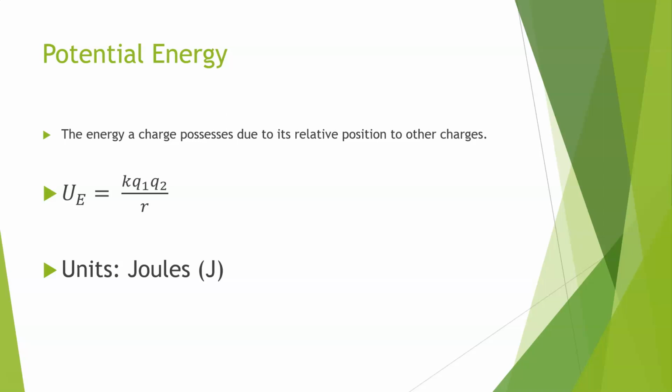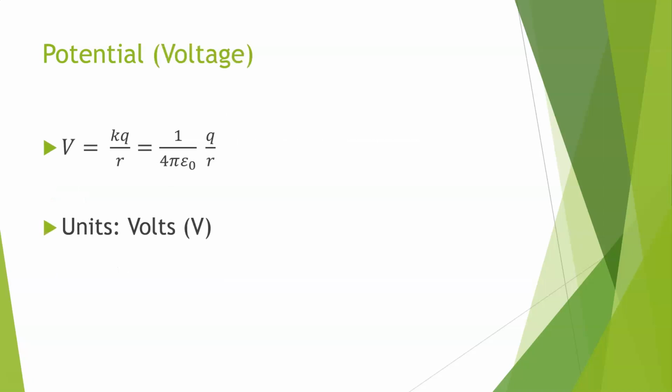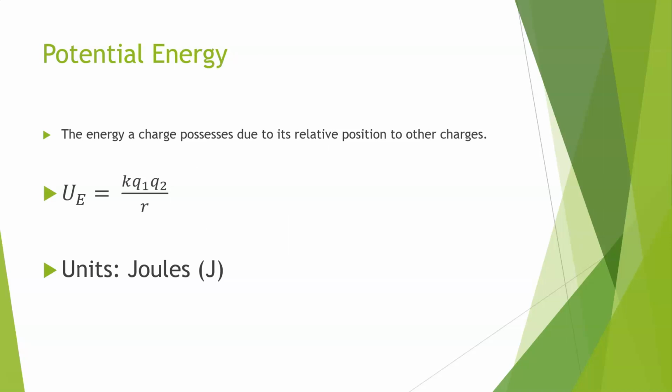Again, in the gravity world, you had the mass of your object in question, and then the mass of the Earth was already accounted for in g. Remind you that g, little g, actually equals big G times m over r squared. So the mass of the Earth was accounted for in that. Notice again, voltage is kq over r, energy is kq1 q2 over r. Just like voltage, this is a scalar.